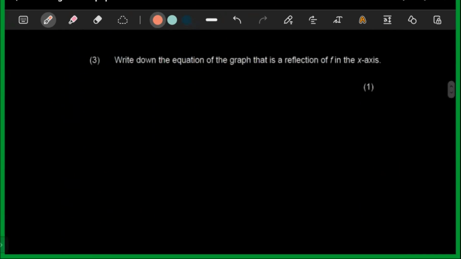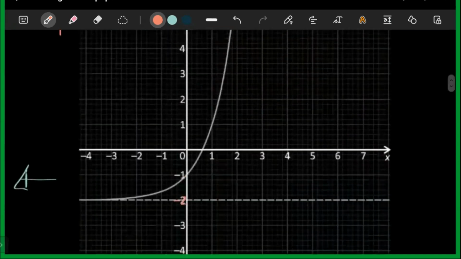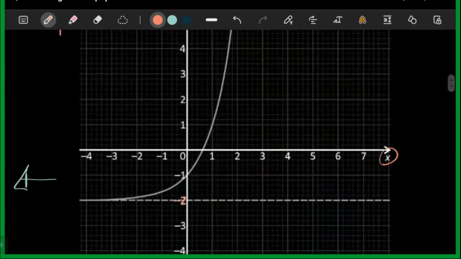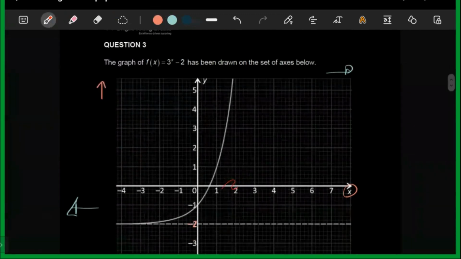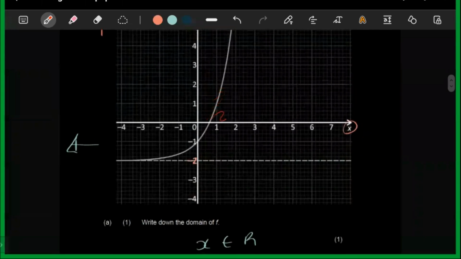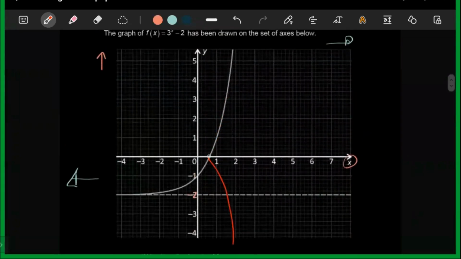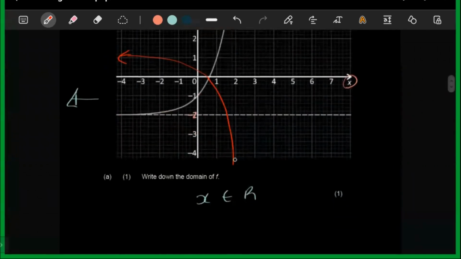And then say write down the equation of the graph that is a reflection of f in the x-axis. So a reflection in the x-axis, it means that the y values that are positive, they become negative. The y values that are negative, they become positive. Visually, the whole thing is just gonna flip over. So where it's going up there, it's gonna go down instead. Where it's going down here, it's gonna be going up instead. You see, like that. That's a reflection in the x-axis.